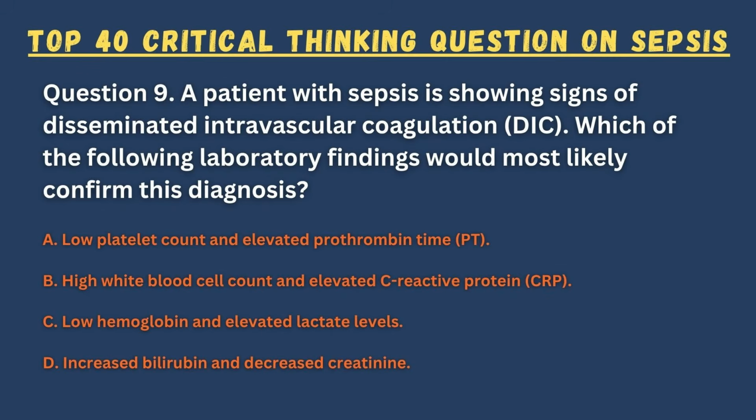Question 9. A patient with sepsis is showing signs of disseminated intravascular coagulation (DIC). Which of the following laboratory findings would most likely confirm this diagnosis? A. Low platelet count and elevated prothrombin time (PT). B. High white blood cell count and elevated C-reactive protein (CRP). C. Low hemoglobin and elevated lactate levels. D. Increased bilirubin and decreased creatinine.